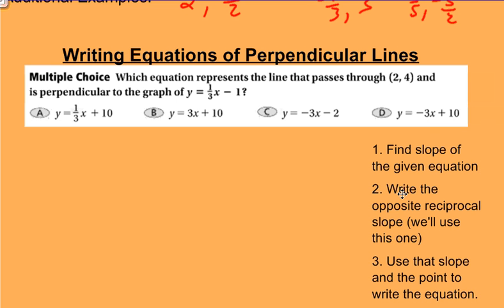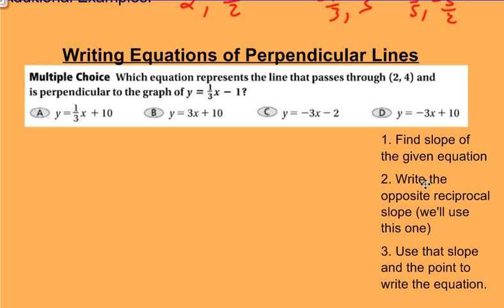All right. So let's follow those steps. Let's find the slope of the given equation. So the given equation is y equals 1/3 x minus 1. So our slope then is 1/3. So the slope has to be opposite reciprocal of that. So step 1, 1/3. Step 2, find the opposite reciprocal. So m is going to be a negative 3 over 1, or just negative 3. Okay, there's our m. Now we have to find our b.